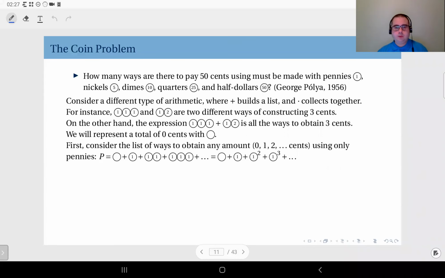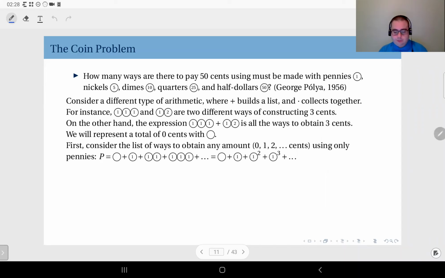Now that we know what the problem is, at this point, I'm going to give you a certain way to approach this problem. Obviously, we are not going to enumerate the solutions, but we are going to define a new kind of arithmetic in a vague way, let's say, or in a loose way, to actually represent the set of solutions.